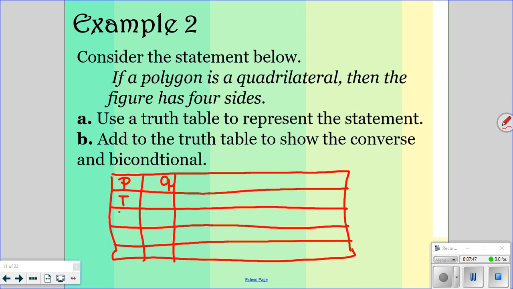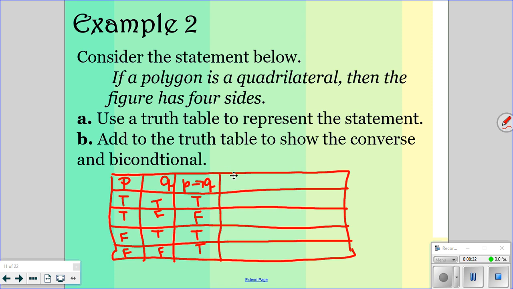So you always want to make it true, true, false, false, and then true, false, true, false. Those are always going to be the same. That part should always look exactly the same. And then it says to do the statement. So the statement is if P, then Q, or P implies Q. That's another way you can write it. So true, true means the statement would be true. True to false means it would be false. And then if we start with a false hypothesis, the conclusion is going to be true. So that would be part A.